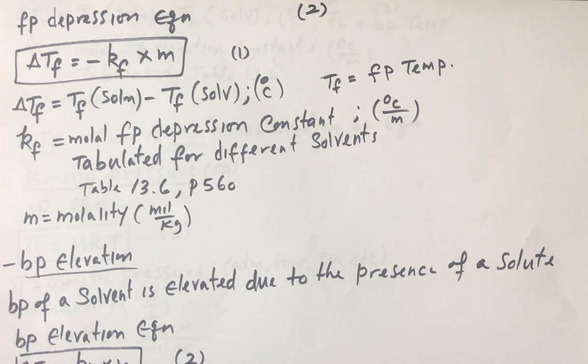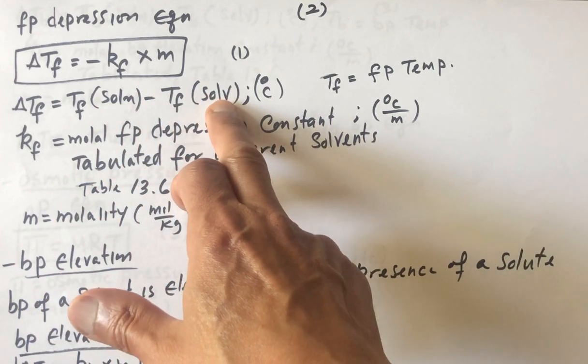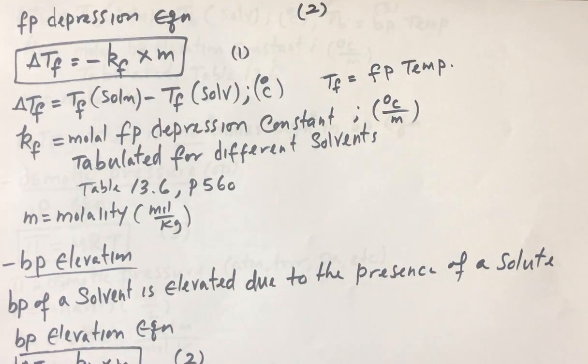Now the delta TF is a change in freezing point. Basically it's defined as the freezing point of the solution minus the freezing point of the solvent, and it is measured in degrees Celsius. Remember, the TF stands for the freezing point temperature. That's that difference. KF is called the molal freezing point depression constant, and it's tabulated for different solvents.